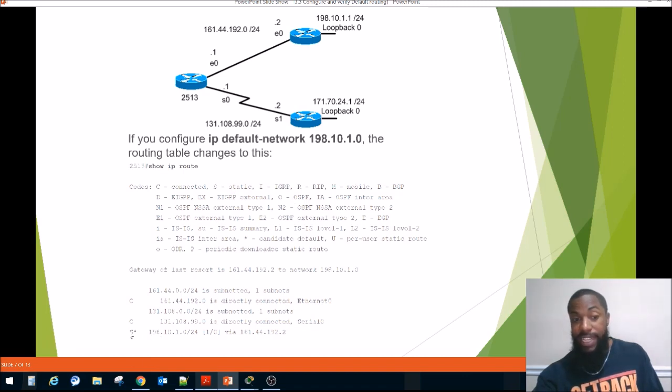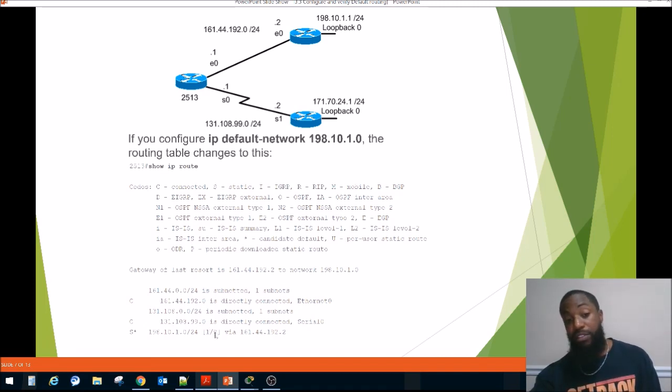So that's why we got an S here. This star means candidate default. It means it could be used as our default route, right? And then this network, here's the AD, remember? Administrative distance. Static routes is always 1. We said that about 10 times in the last video. Remember, you go back. I found myself sounding like a broken record. And then 0 for the metric.